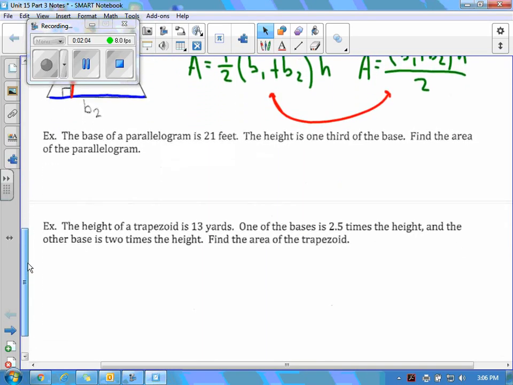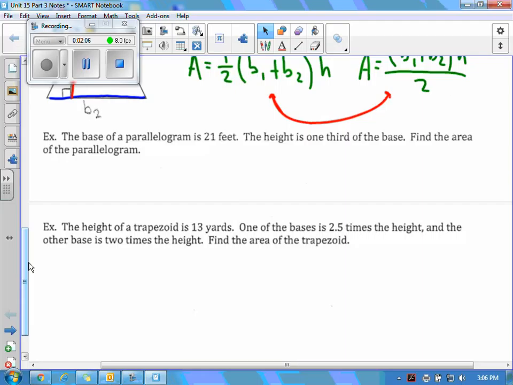Alright, so let's look at some examples. It says the base of a parallelogram is 21 feet, the height is 1/3 of the base. Find the area of the parallelogram. So again, our formula for the area of a parallelogram is pretty basic. It's area equals base times height.